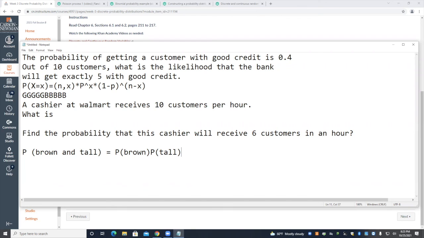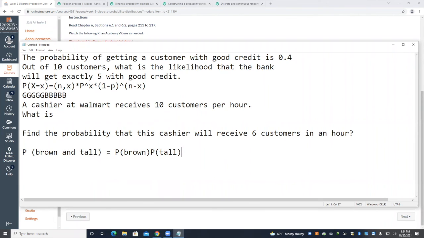Same here. Why is there a 1 minus p term? Because that's the probability of failure, right? And how many failures do you want? 5. That's why it's 1 minus p to the power of 5. Because the probability of getting 1 bad customer is 1 minus p. What is the probability of getting 2 bad customers, with the logic I just introduced? This is called the law of independence. It is 1 minus p times 1 minus p. The probability of getting 3 bad customers, 1 minus p to the power of 3. 4 bad customers, 1 minus p to the power 4. 5 bad customers, 1 minus p to the power 5.